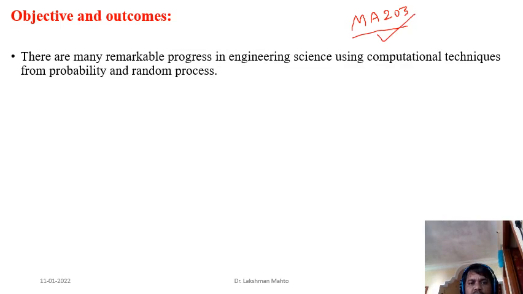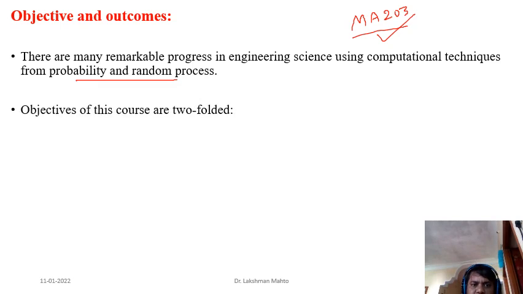So what is the objective and outcome of this course? There is much remarkable progress you can see in engineering science using computational techniques from probability and random process. Those things we will see here. The objective of this course is how we can solve engineering problems using techniques from probability and random process. It is all about that.